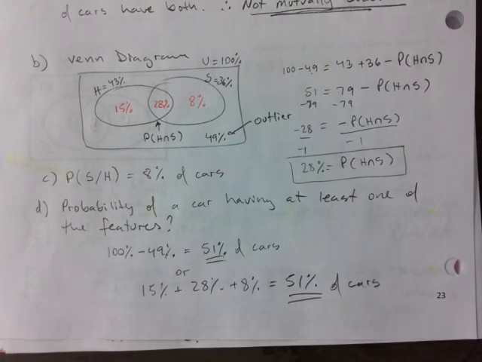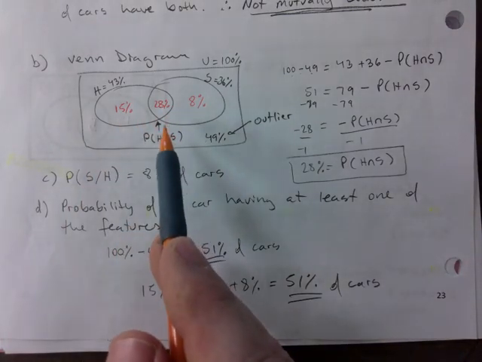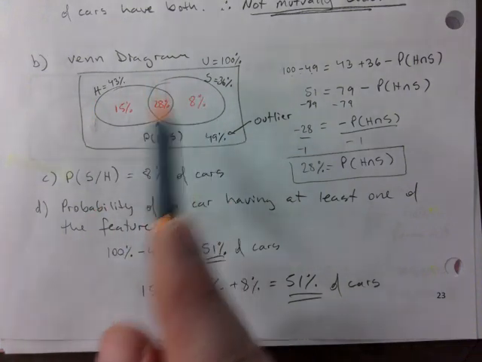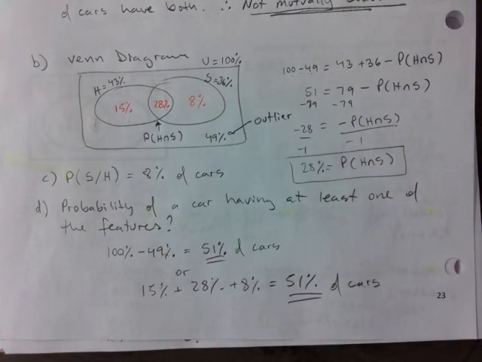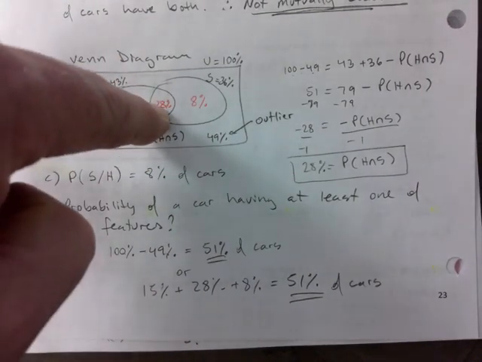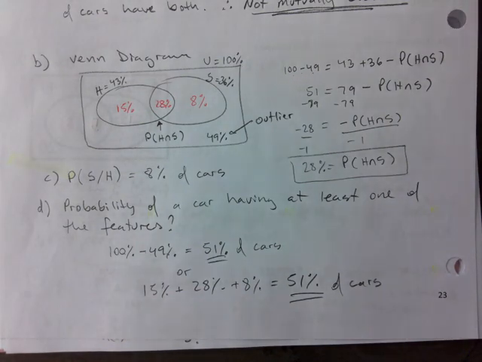So that is the at least. At least is anything inside the sets that you're considering, the events, right? Heated seats versus sunroof. So 51% of cars will have either just heated seats or just sunroof or both, but they'll have at least one feature, okay?